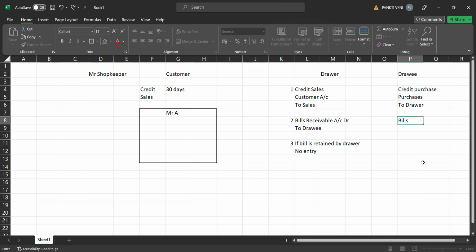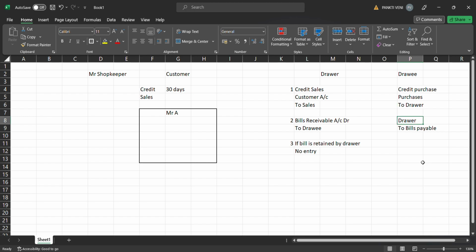Then we'll go for bills payable. Bills payable will be credit, and here the drawer will be debit. Credit purchases: debit what comes in, so goods are coming in, so purchase account is debited, and the one giving it to you, the drawer, will be credited.